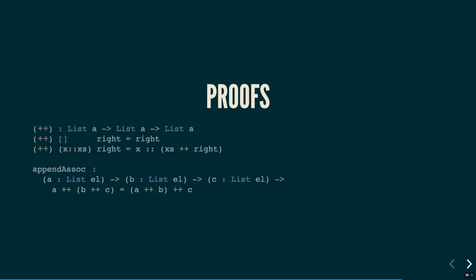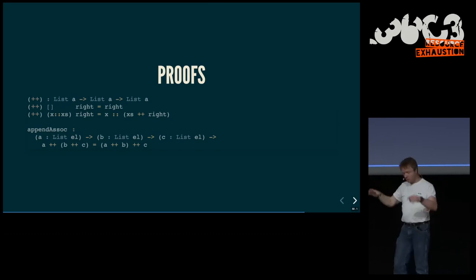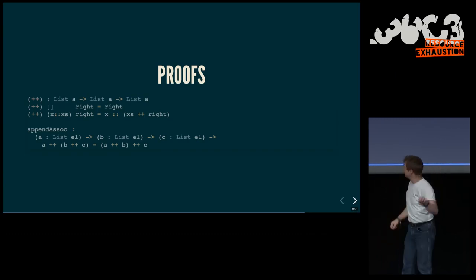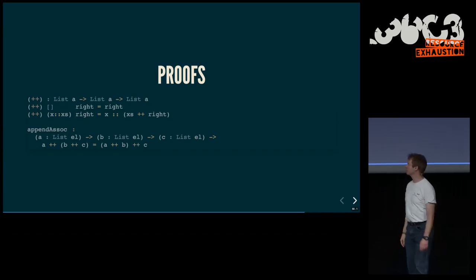And then it says, well, if we concatenate the empty list with any list, that is just that list, right? The second one says, well, if we concatenate a list that starts with the element x and goes on with xs, then we just pull the x in front and concatenate the rest. So that's a classic recursive definition of list concatenation in functional programming.